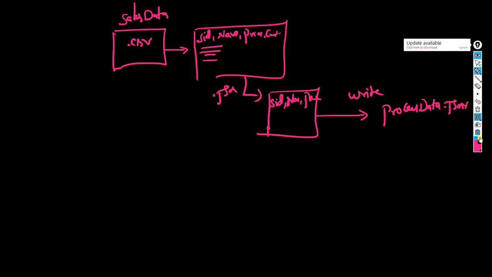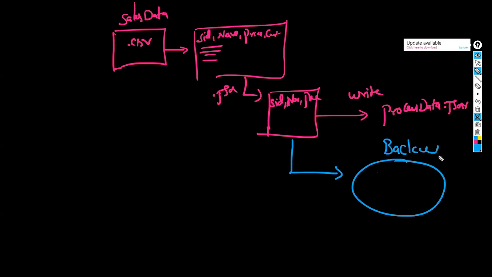After that, there comes one more requirement. Once the original file is processed, whatever the original file you are sending, I want to move it into the backup location. So this is my backup, and I want to move this original CSV file to the backup, or whatever CSV file is coming now, that CSV file should be moved to the backup location.